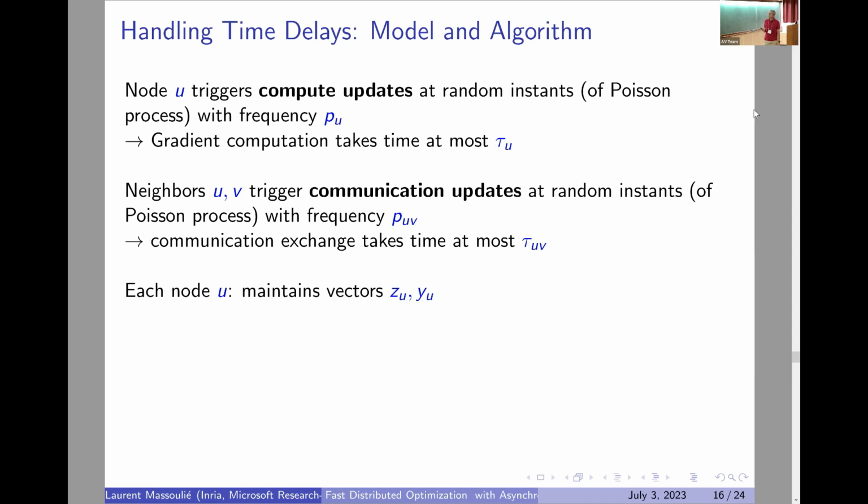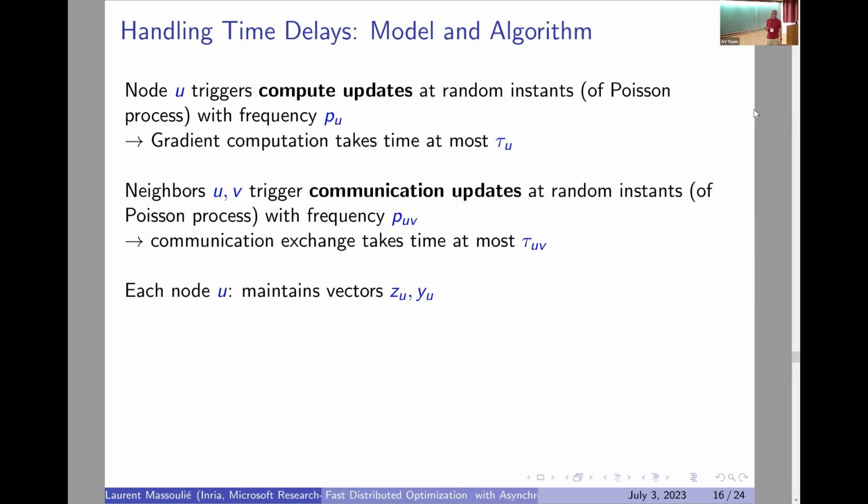Likewise, for communication, for a pair of nodes UV, we'll assume that when they decide to communicate, the communication will be completed by some time tau sub UV. So that's the delay characteristic of communication between those two nodes.